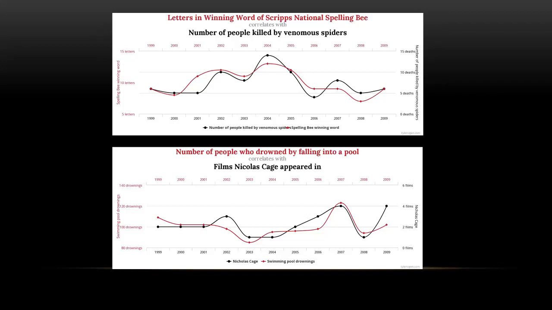And the same down here about the number of people who drown by falling into a pool every year, and the correlation between that and the number of films starring Nicolas Cage in a given year, right? Why does that correlate? Again, there's no third variable to explain that. It's purely random, it's pure coincidence.